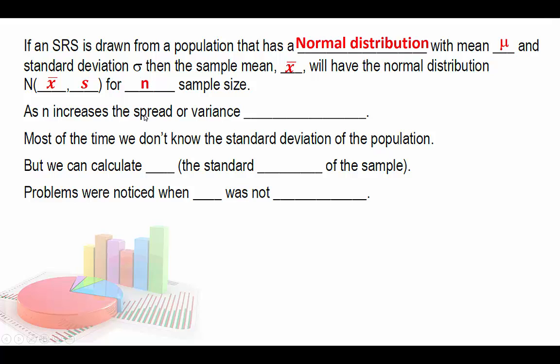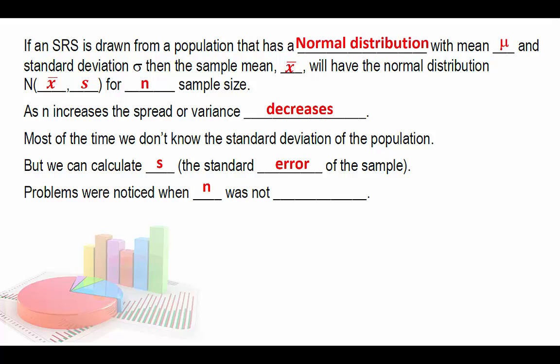As n increases, the spread or variance decreases, because the bigger our sample size, the smaller the width, the spread. But most of the time we don't know the standard deviation of the population, so we can calculate s, which is called the standard error.